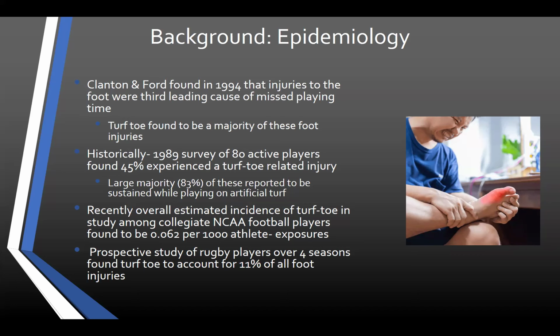More recently, however, this incidence has dropped. A study in 2014 looking specifically at NCAA football players found the incidence to be 0.062 per 1,000 athlete exposures, or approximately one per a little over 16,000. An athlete exposure is defined as any one athlete participating in a practice or game in which there is a possibility of sustaining an injury.